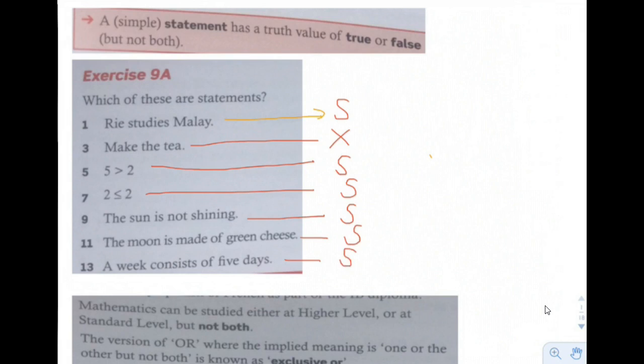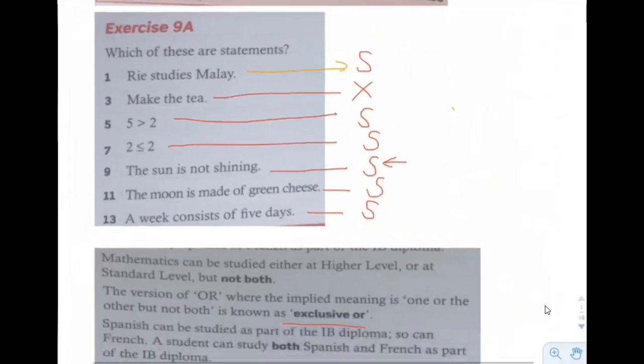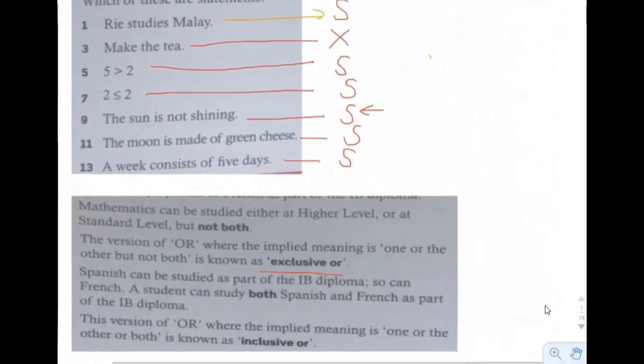If we go back and look at these, maybe you might say, hey, the sun is not shining, maybe that might not be true or false. Maybe it's kind of both, but basically that's a statement.